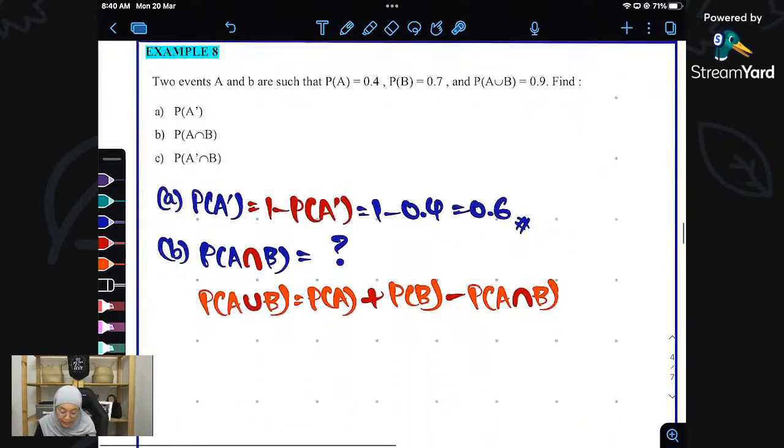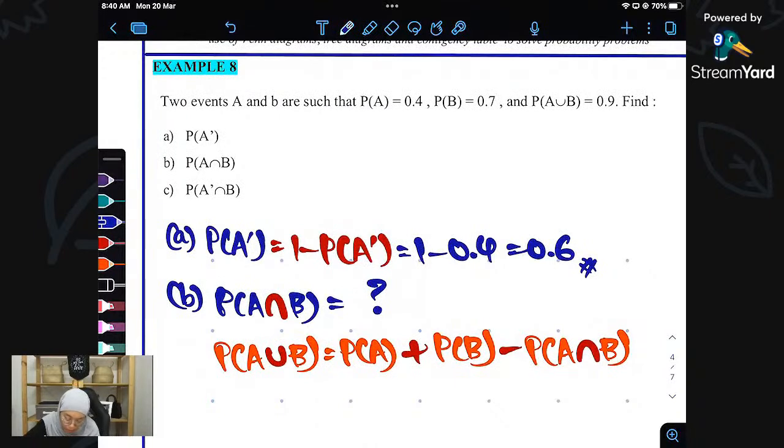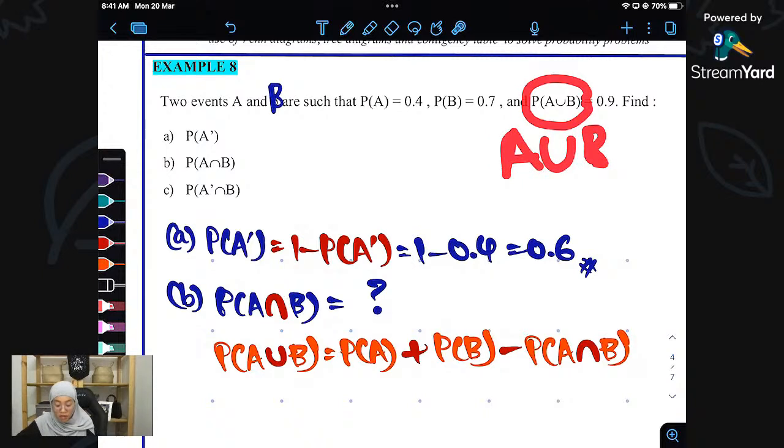So let's begin. Let's read the question. Two events A and B. I think this should be big letter B. Tukarkan. Sorry about that. Two events A and B, big letters, are such that P(A) equals 0.4. Okay, 0.4. This is the probability given to you all. So this is more about mathematical calculations. And the probability of event B is 0.7. And then the probability of event A union B is 0.9.